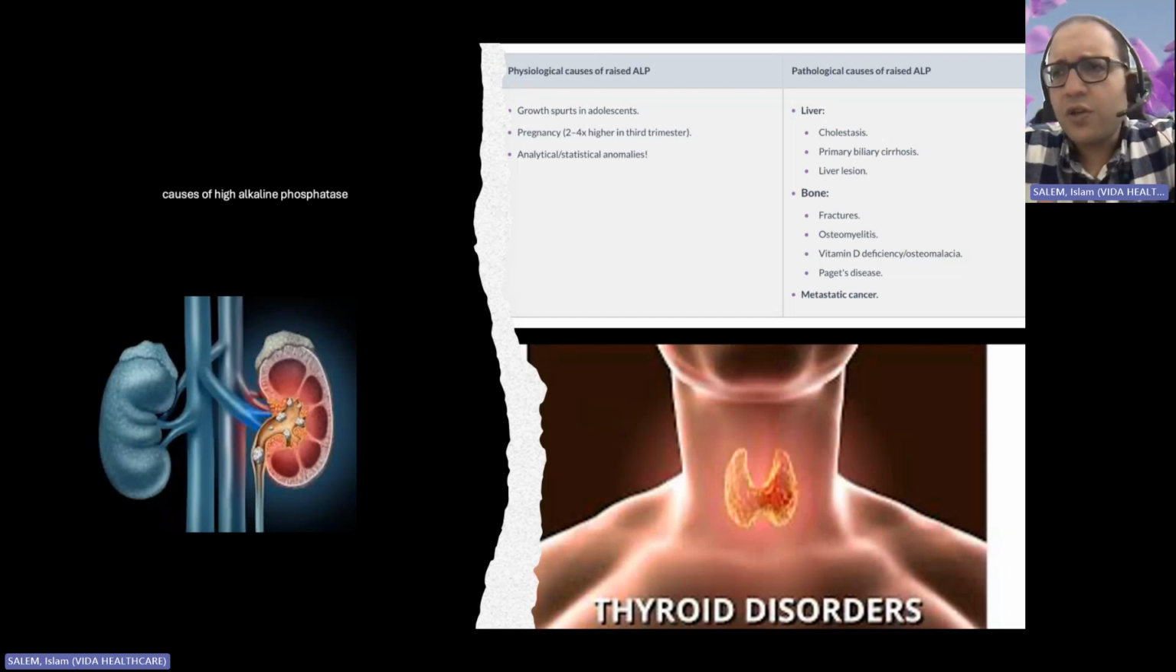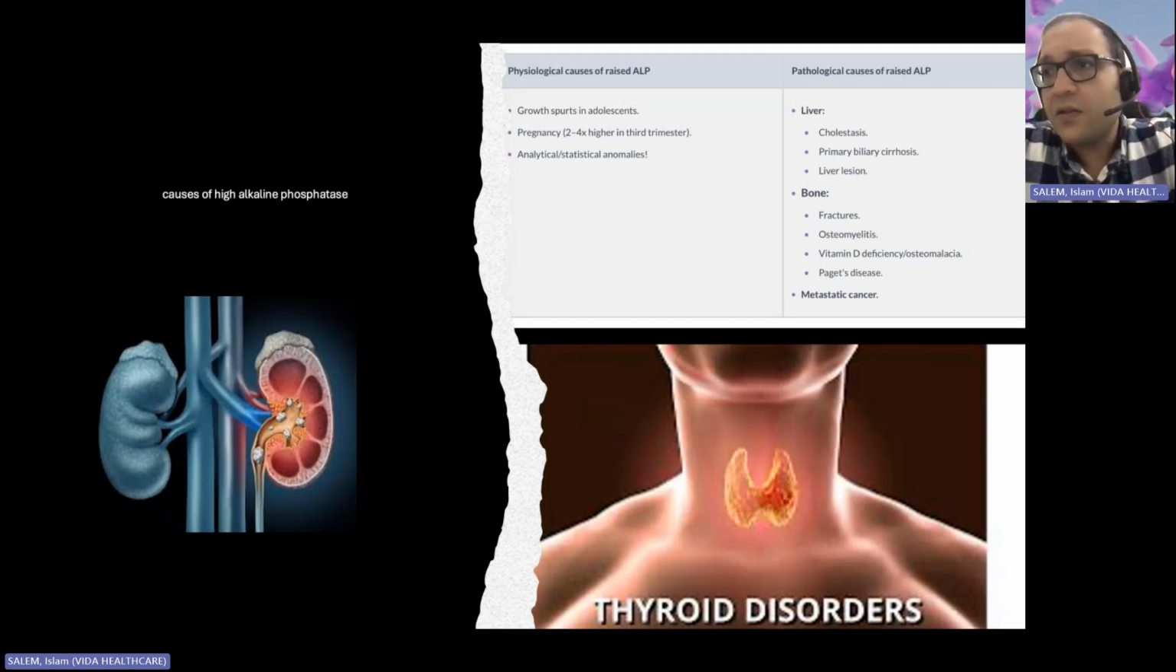Bone-wise, if the patient has a fracture, that's normal. The bone metabolism is high. The bone is trying to heal itself, and the alkaline phosphatase is high. Osteomyelitis, again, inflammation in the bone, will cause the alkaline phosphatase to become high. And what is very common and important is vitamin D deficiency, osteomalacia, or even rickets. Another disease is called Paget disease, and we will have another lecture regarding vitamin D deficiency, hypervitaminosis A, D, and Paget disease soon. I will post it on my channel soon.